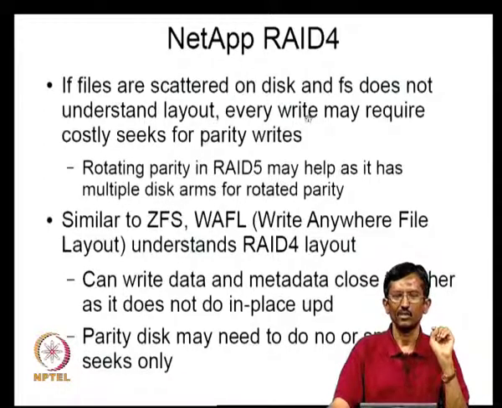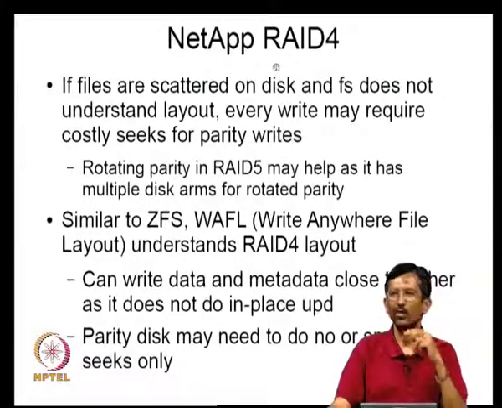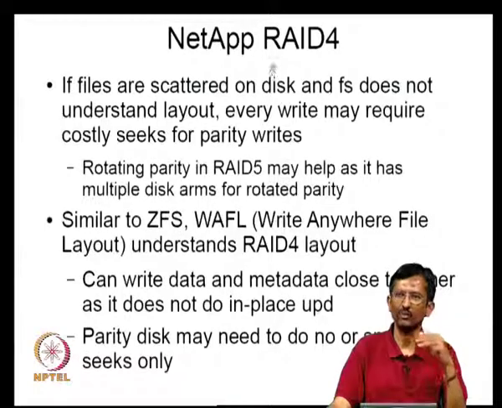Again, just to summarize, with RAID 4 the problem is that if multiple writes go there, the files are in different places and the parities could also be in different places. That means the parity disk always has to keep on seeking. So you are limited by how fast the seeks can happen, which limits the write speed of RAID 4.